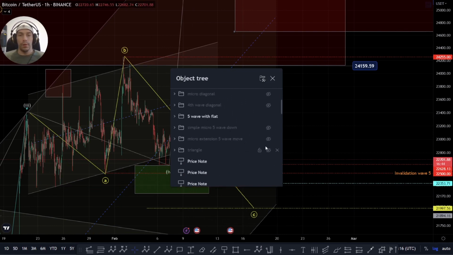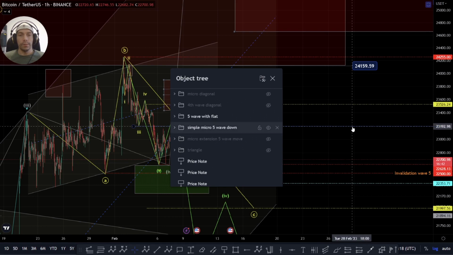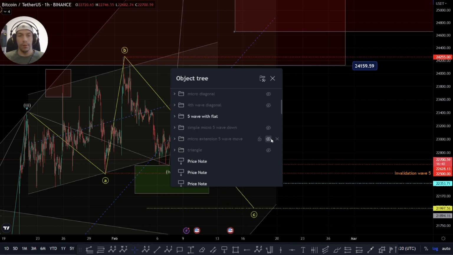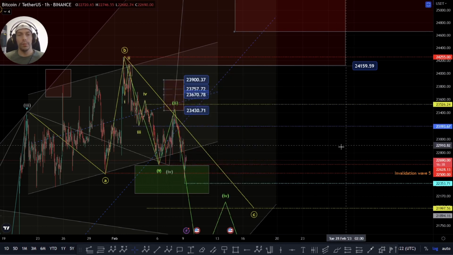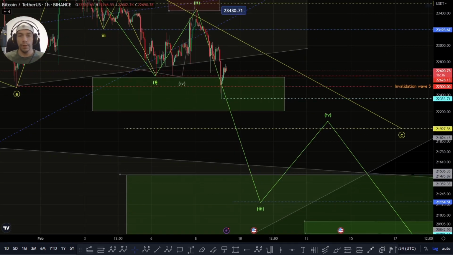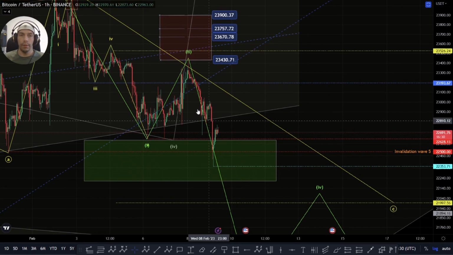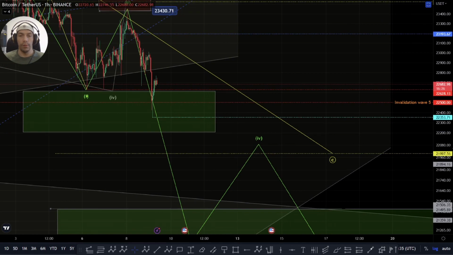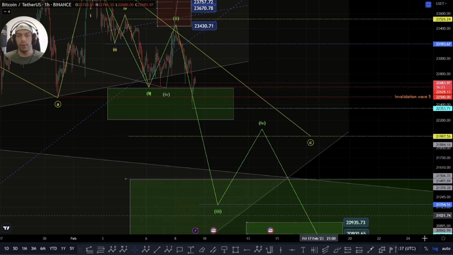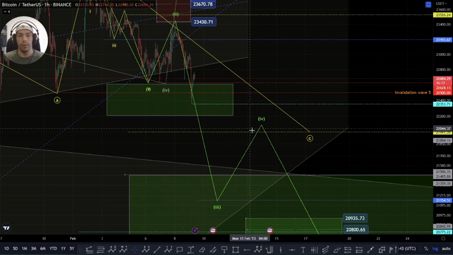So if we are looking at this as a flat, there are two ways we can look at it. I'm going to go with the simple five-wave move first. Effectively, we can count this as a 1, 2, 3, 4, and a 5 into here. Then we have the possibility that actually we are within this green wave 3. So if we do start to break down deeper, this 21,154 would be an interesting zone, and a zone we'd want to look for confirmation of the fact that we're within this green wave 3.